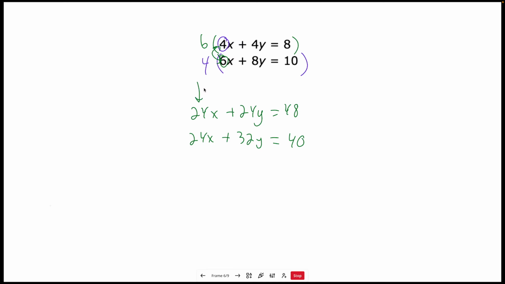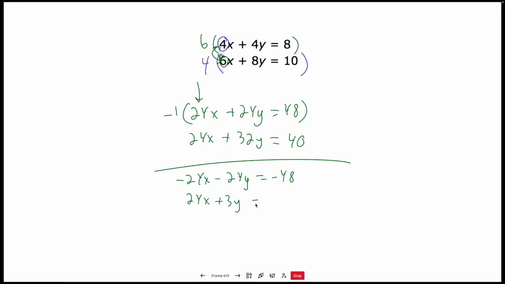And now these match. We need to make one of them positive, one of them negative. So let's multiply the top one by -1. So now we have negative 24x minus 24y equals negative 48. And leave the bottom one the same. And now we just solve like normal.